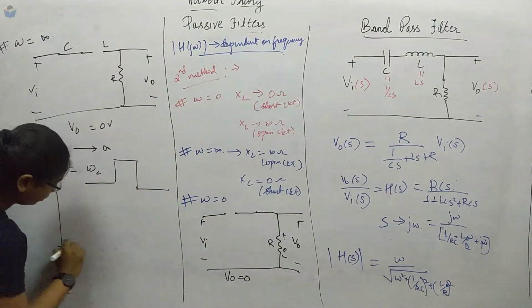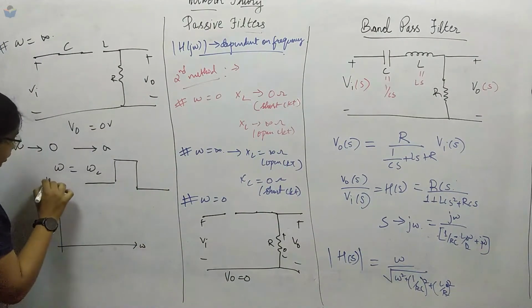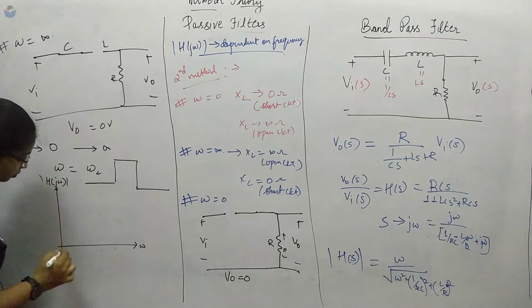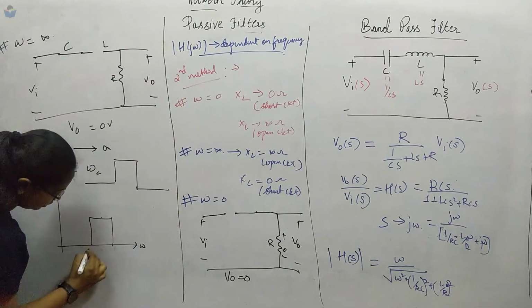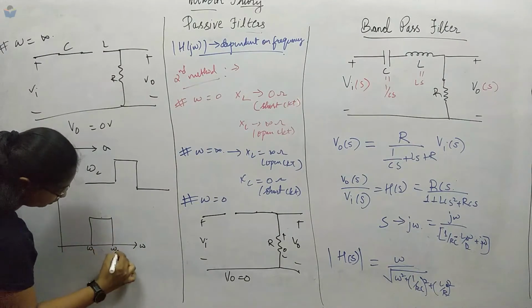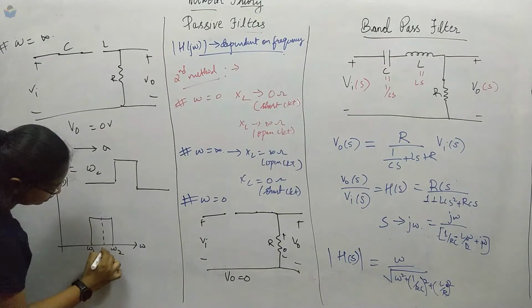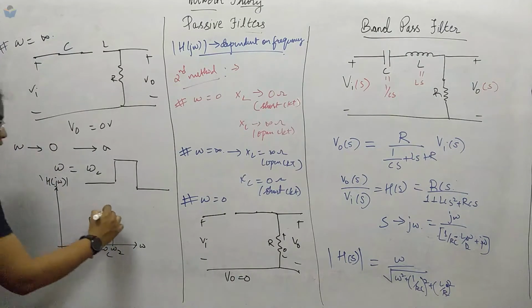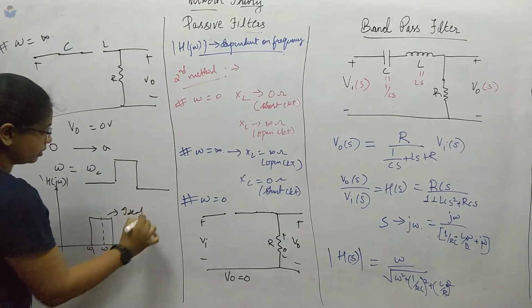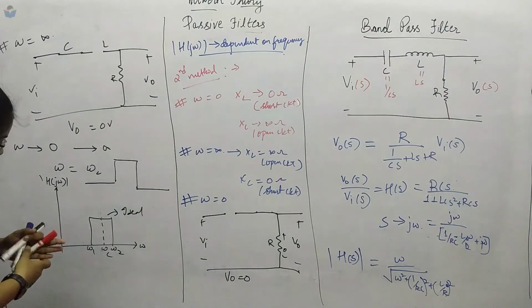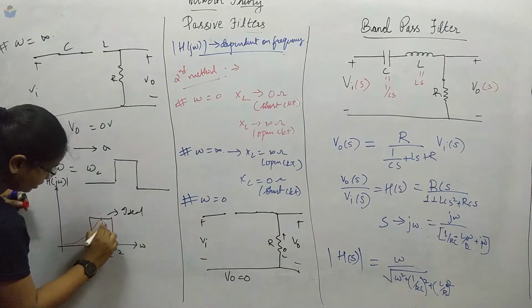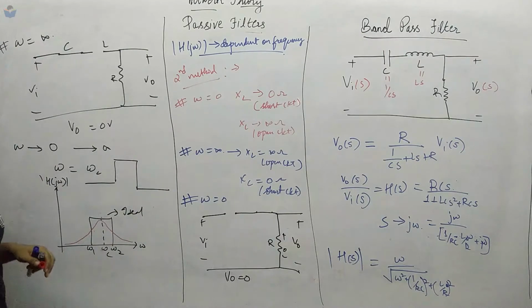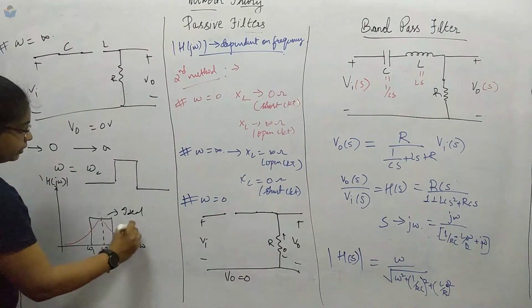So our graph of magnitude versus frequency will be somewhat like this. Let us take this as omega 1, omega 2, and this is some cutoff frequency. This is the ideal graph, but if you take the practical graph, it is going to start over here, you will get it like this and it will move on like this. So this is practical.